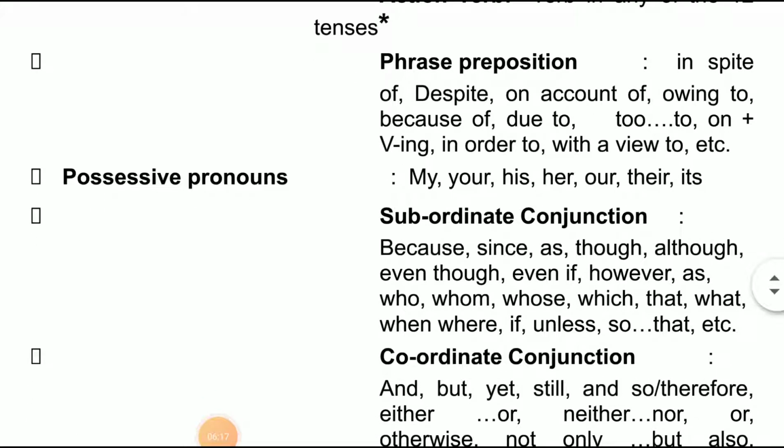I have written a novel is present perfect. I had written a novel is past perfect. I shall have written a novel is future perfect. I have been writing a novel is present perfect continuous. I had been writing a novel is past perfect continuous. And I shall have been writing a novel is future perfect continuous.